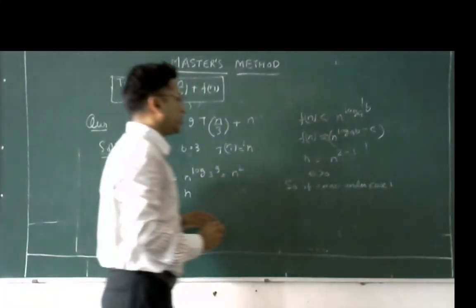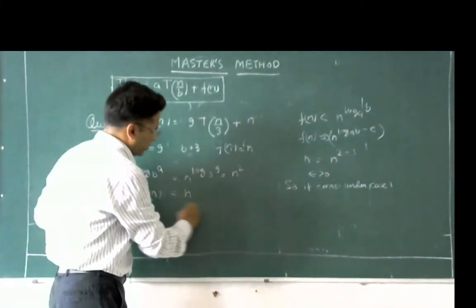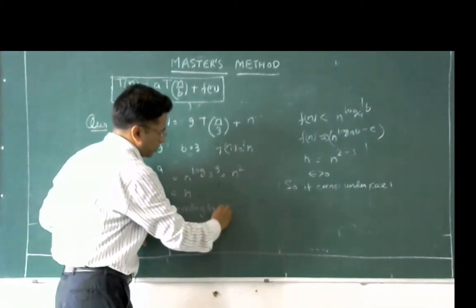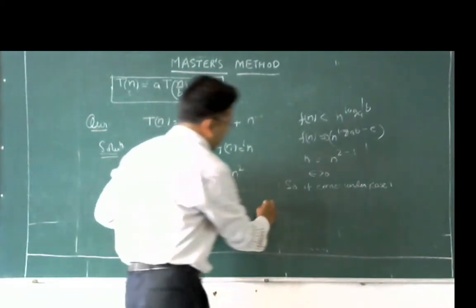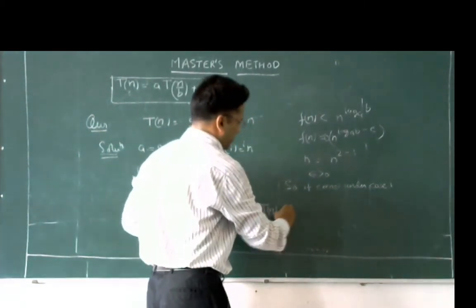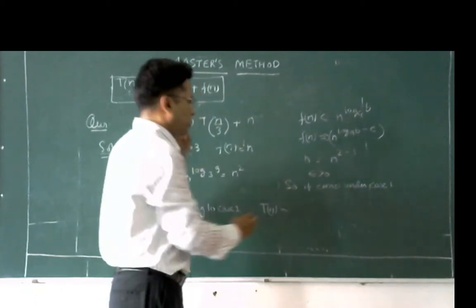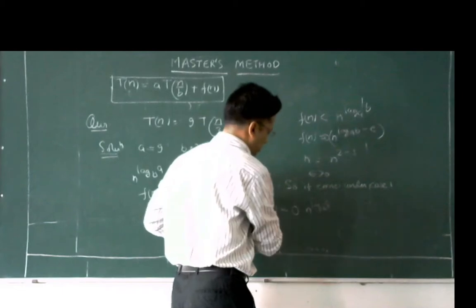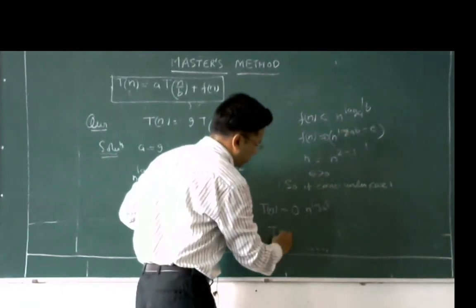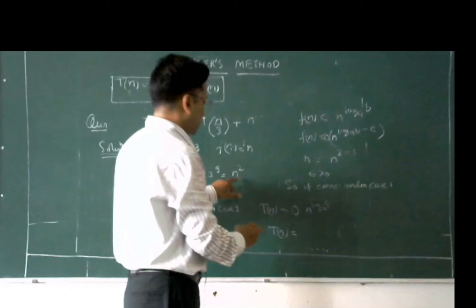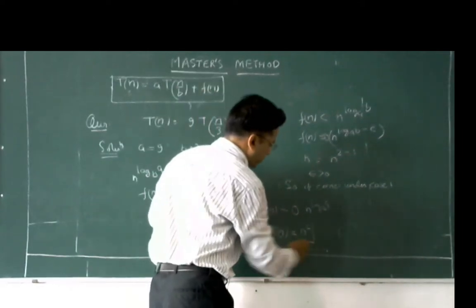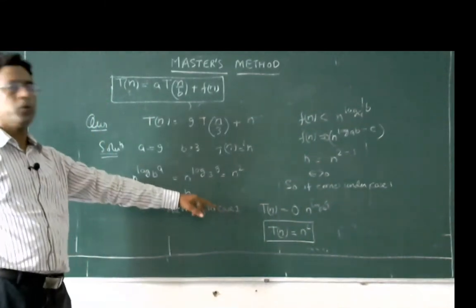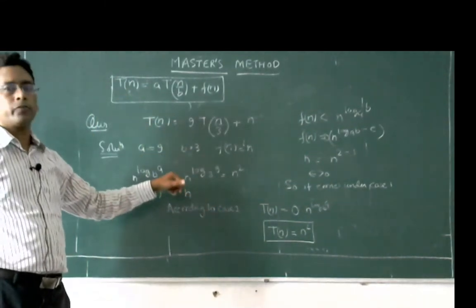So according to case 1, the case 1 solution is T(n) equals big O of n raised to the power log a base b. So T(n) equals O(n squared). So T(n) would be equal to n squared. This is the example of case 1.